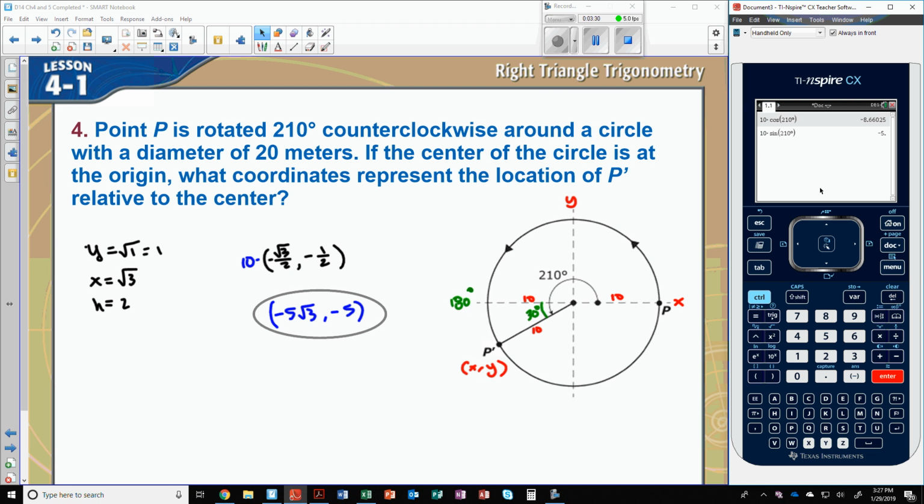Now let's check to see if this works out. What is negative 5 square root of 3? Let's check that out. Is that value the same? Yes, it is. So we did, in fact, do this correctly.